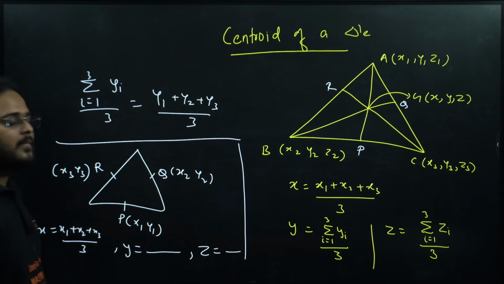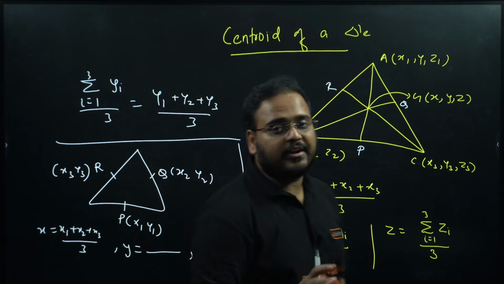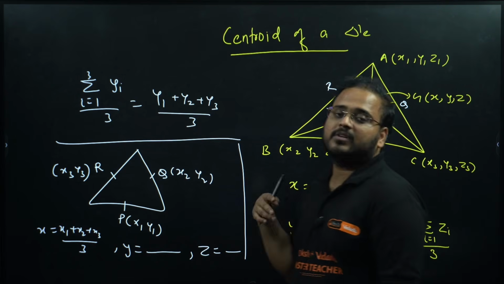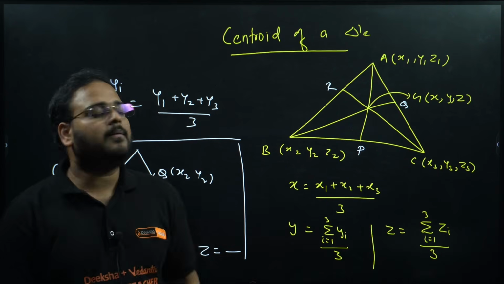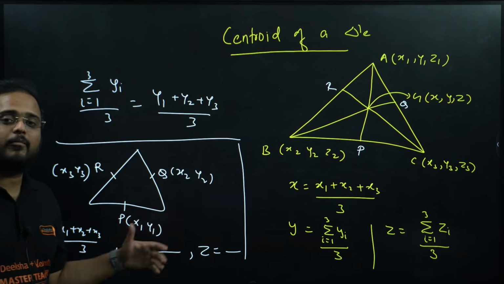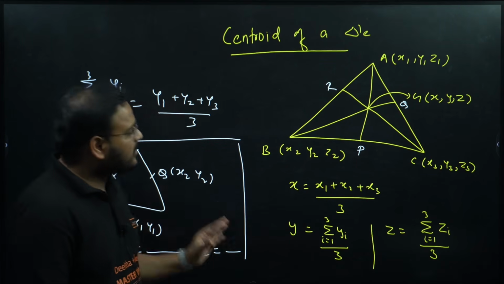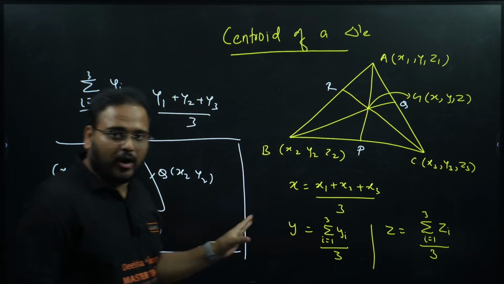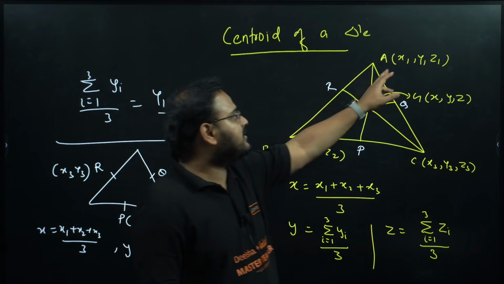I'll repeat again. Whether they have given the coordinates of the vertices, use this formula. Coordinates of the centroid, use the same formula. Coordinates of the midpoint, use the same formula to get the result for the centroid. Of course, I'm not saying that this x1 is the same as this x1. They are not actually the same, they are just showing it.